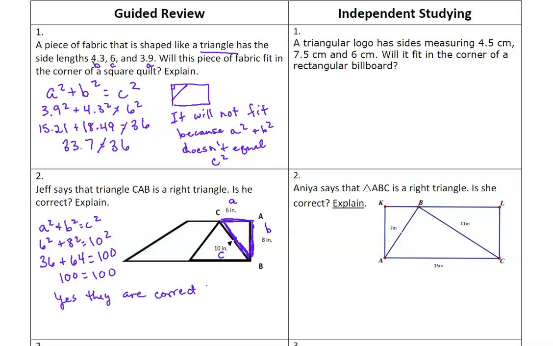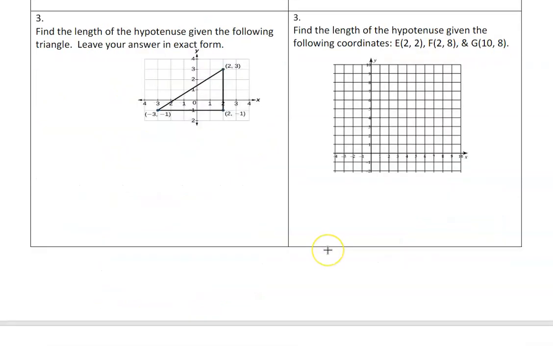And the reason is because it makes that Pythagorean theorem true, so that a squared plus b squared does equal c squared. And again, you could show your work to explain that as well, but that is why it works. So on to the next question.